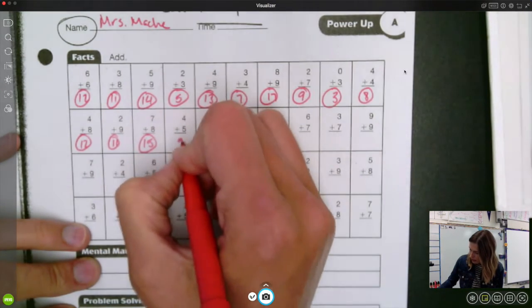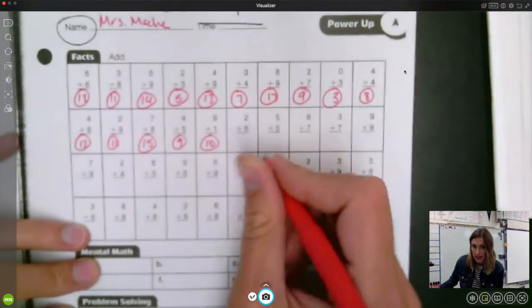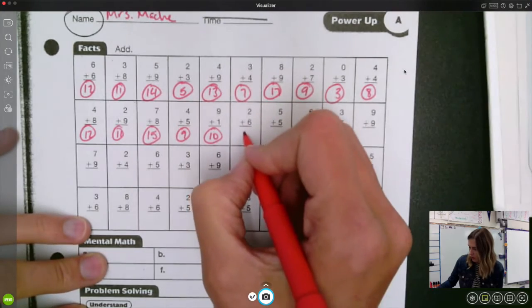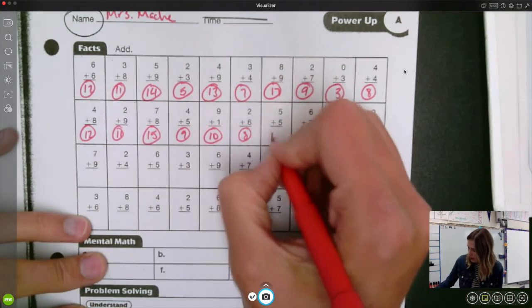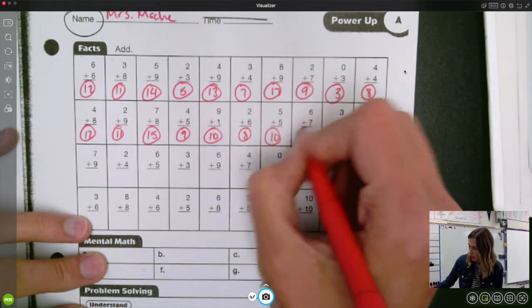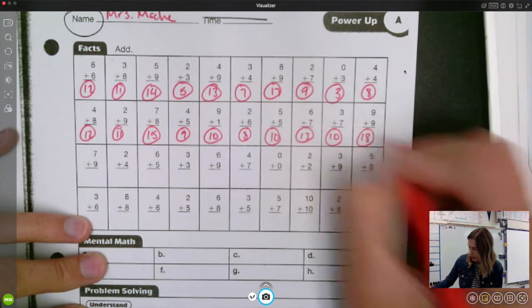4 plus 5 is 9. 9 plus 1 is 10. 2 plus 6 is 8. Sorry, that's getting a little fuzzy on you. There you go. 5 plus 5 is 10. 6 plus 7 is 13. 3 plus 7 is 10. 9 plus 9 is 18.